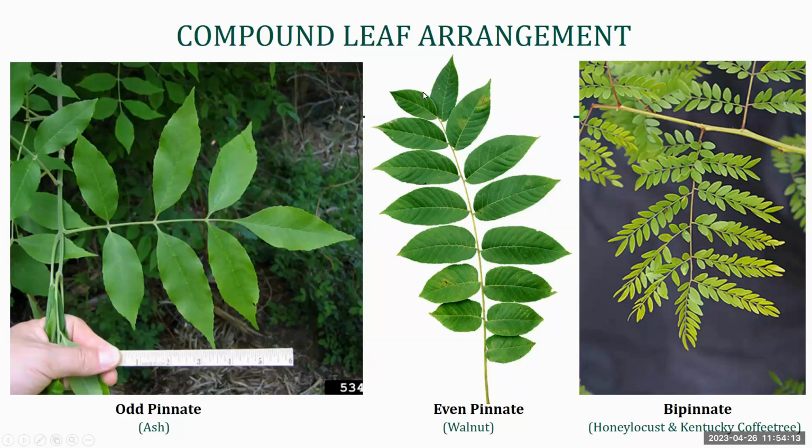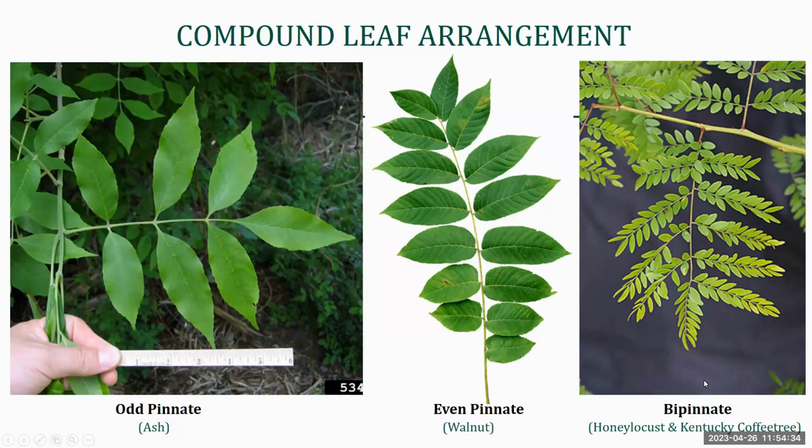There's no terminal one on the end to make it that odd number. And I am missing a little leaflet right here in the picture, but imagine there's one there. It would be 1, 2, 3, 4, 5, 6, 7, 8, 9, 10, 11, 12, 13, 14, 15, 16 leaflets. And so because 16 is an even number, it would be even pinnate.